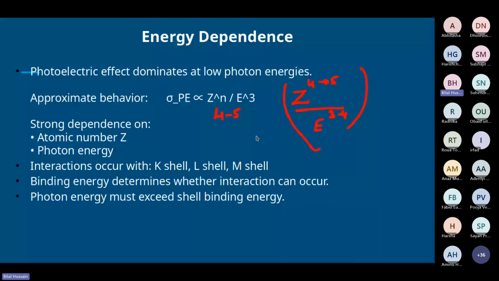The interaction occurs in the K shell, L shell, or M shell. Binding energy determines whether the interaction can occur or not. If the binding energy of the shell we have sampled is lower than the photon energy, it is probable. If the binding energy is higher than the incoming photon energy, then it is not probable. Then we have to sample again and find the other probabilities, so we have to remove that probability. The photon energy must exceed the shell binding energy.